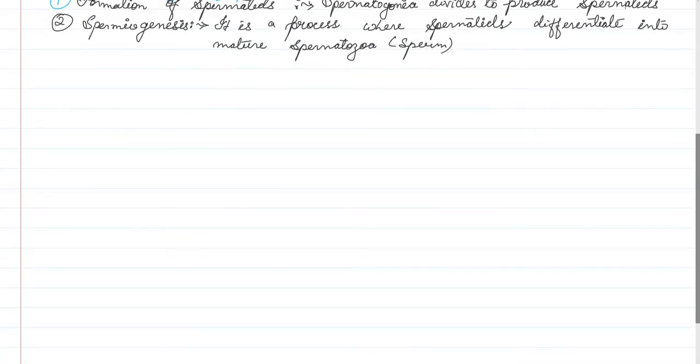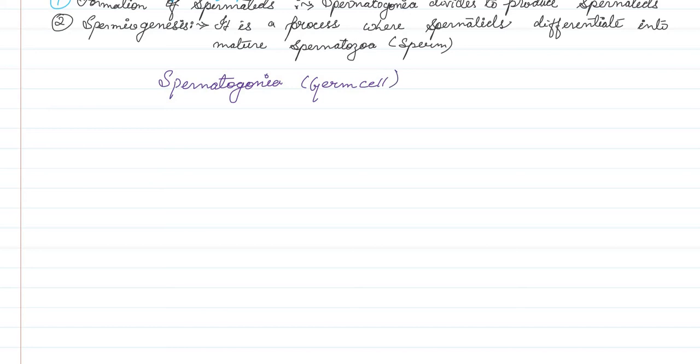So now beta, let's see how the process of spermatogenesis takes place, how these sperms are produced. Now just have a look. The spermatogonia, which is known as the sperm cell. Spermatogonia, this one is the germ cell.